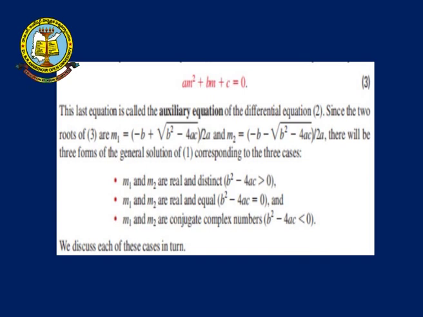Here, if b square minus 4ac is greater than 0, then m1 and m2 are real and distinct. If b square minus 4ac equals 0, the roots are real and equal. If b square minus 4ac is less than 0, the roots are complex conjugates. So depending on the roots, we can obtain the solution.